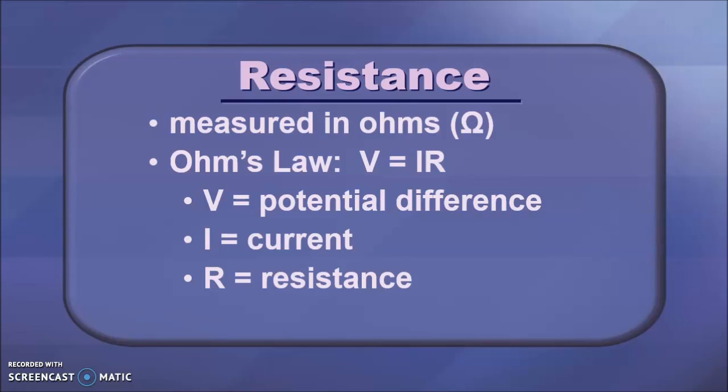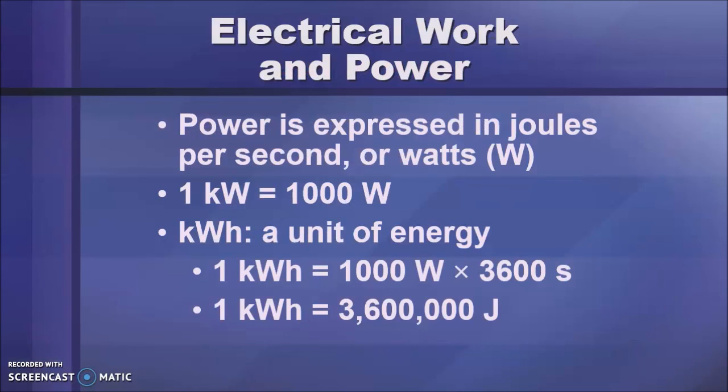The last thing we should talk about is power. Power is expressed in joules per second, also called watts. 1 kilowatt is equal to 1,000 watts. That should make sense based off of a whole year's worth of using metric units. A kilowatt hour is a unit of energy. So 1 kilowatt hour is equal to 1,000 watts times 3,600 seconds, because there are 3,600 seconds in an hour. So you can say that 1 kilowatt hour is equal to 3,600,000 joules.